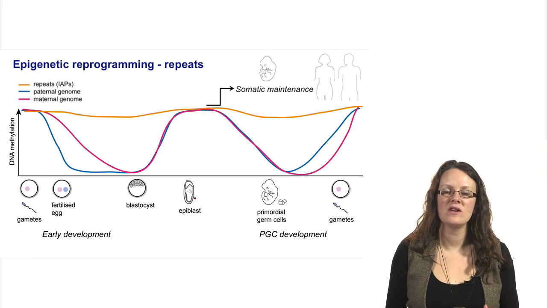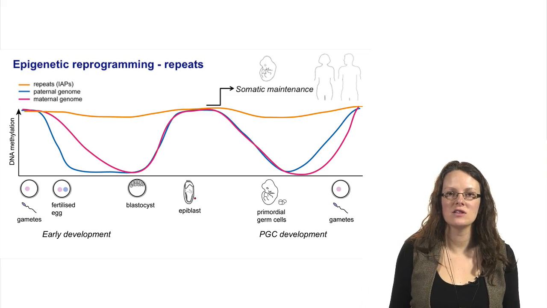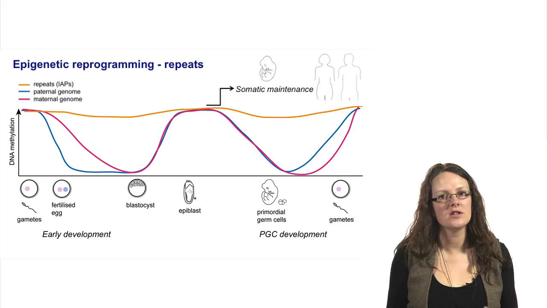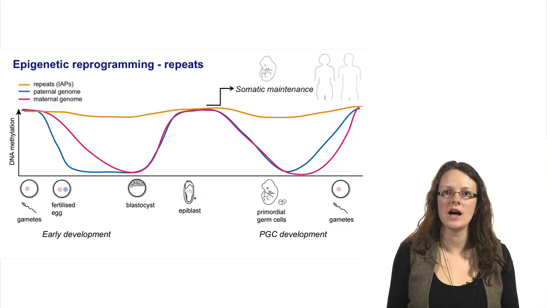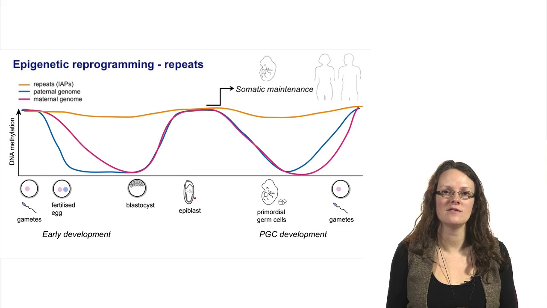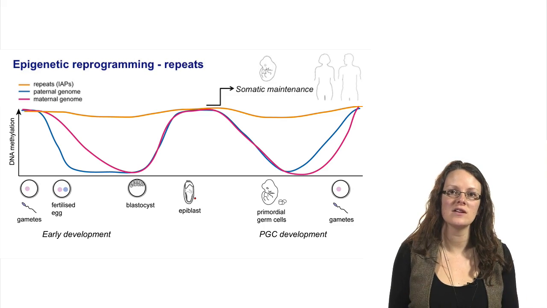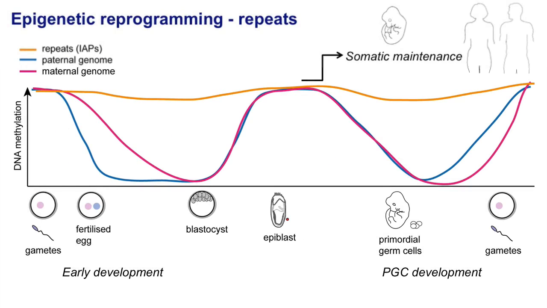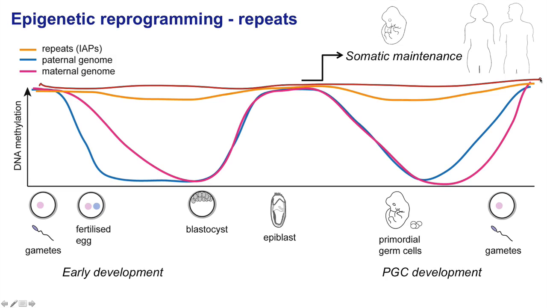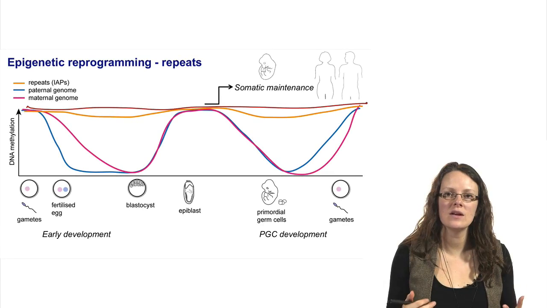So these repeats, which we've mentioned before, an example of which are the intracisternal A particles, are spread throughout the genome and they're in very high copy. And in general, you want to keep your repeats silenced because they can be detrimental when active. They can cause illegitimate recombinations between chromosomes. They can activate surrounding genes in terms of the expression levels. So what you generally see here, and shown by the orange line, is that they tend to maintain a higher level of methylation throughout these 2 periods of epigenetic reprogramming. This obviously makes sense because these genes, you would like to keep them silent.